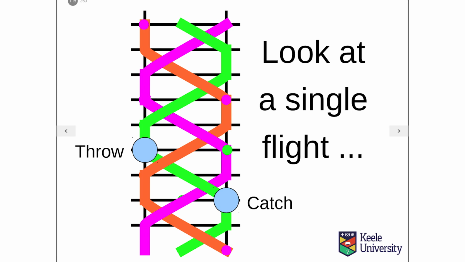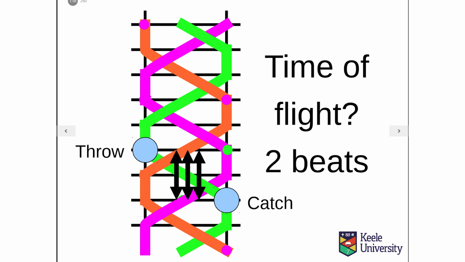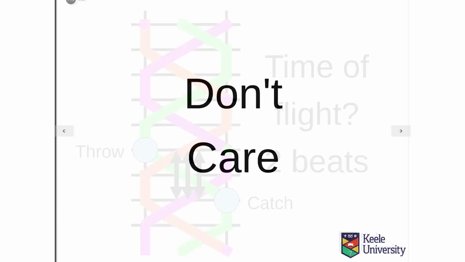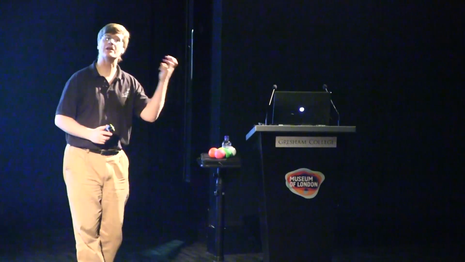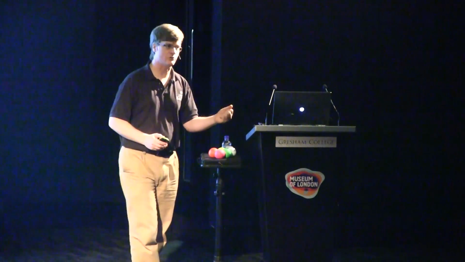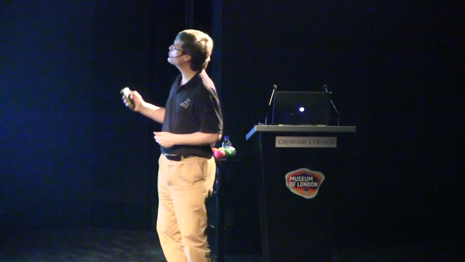And ask, how long does that take? How many beats of time is that? 2, right? So that is time of flight, 2 beats, don't care. Why don't I care? I don't care because that's the time from a throw to a catch. And the thing that really matters in juggling is the throw. If the throw is perfect, all you have to do is stick your hand in the right place and the catch will happen automatically for you. So it's the throw that matters.